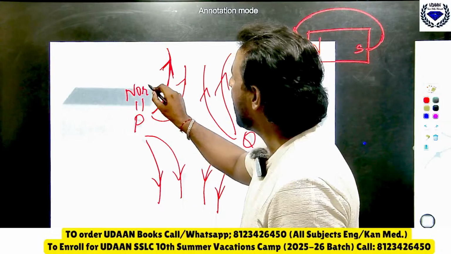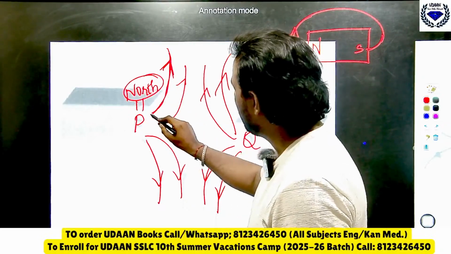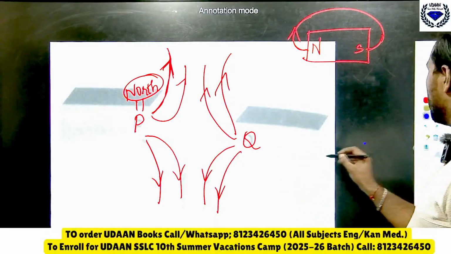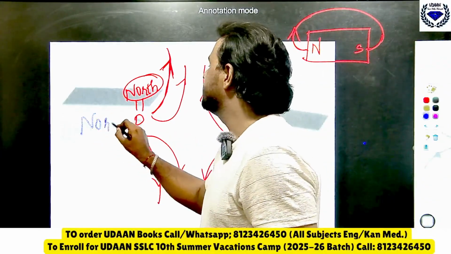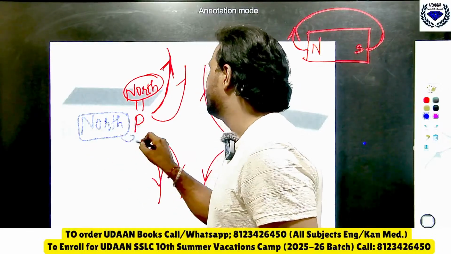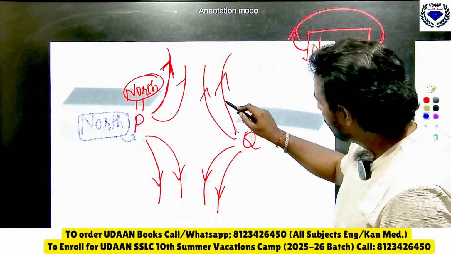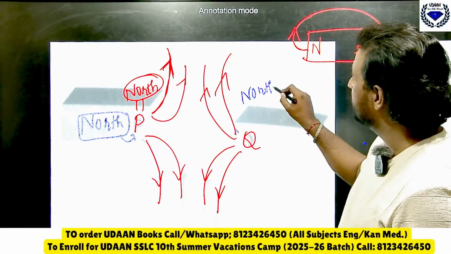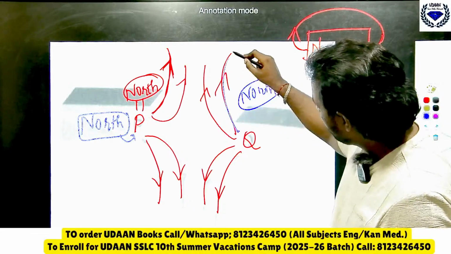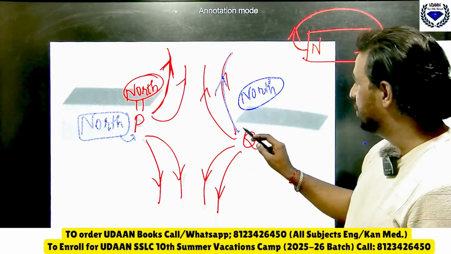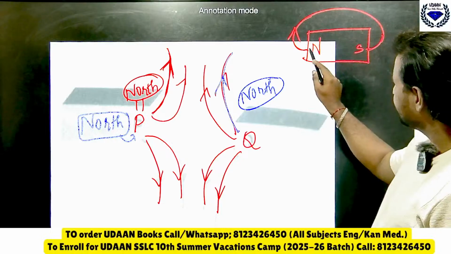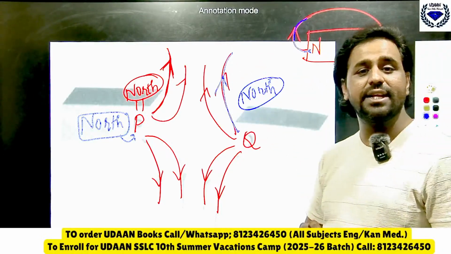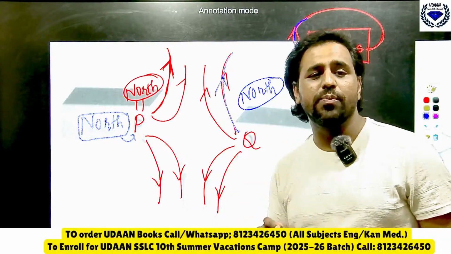North pole only. Why? The magnetic field line starts from north pole and it will end at south pole outside the magnet. So P is what here? P is north pole. Okay, this P is north pole. See here, this Q is also what? North pole only. Why? Because this Q is also going outward only. This is north pole because the magnetic field line starts from north pole and ends at south pole outside the magnet. So both P and Q are north pole in case 1.